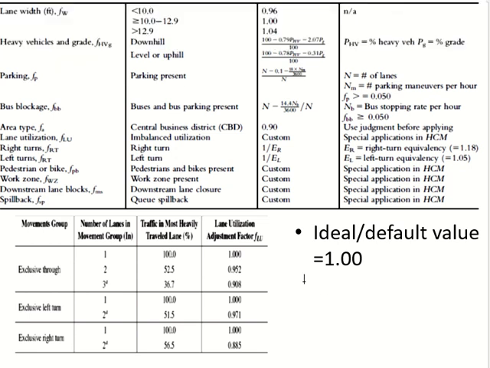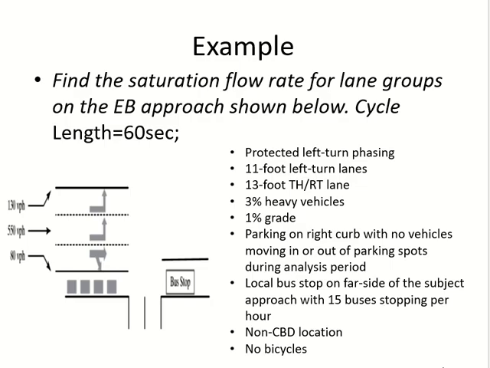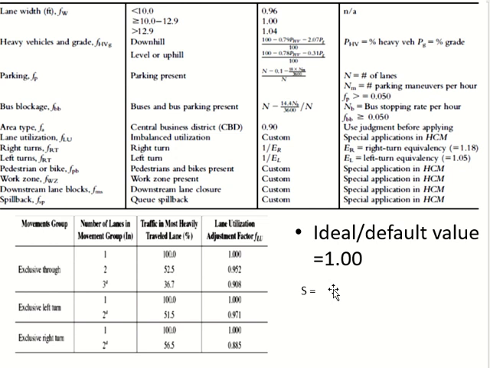First of all, I will pick a base value. Base values are mentioned here: 1,900 for urban, 1,700 for rural. Did they mention the area here? They did not mention urban or rural, right? But since it's a bus stop, I will say it's urban. Rural areas usually don't have bus stops near the intersection, so I would say it's urban. For an urban area, the base value is 1900. Now multiply the adjustment factors with 1900.